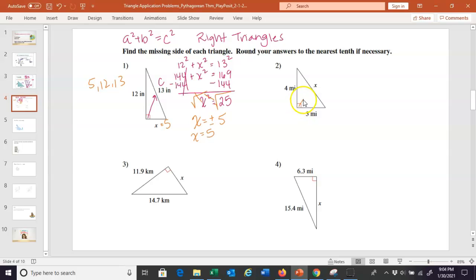Let's try number 2. Here is C. You probably could already guess. Look, we have 3 and 4. What's it going to be? It's going to be 5. It's a special right triangle, a Pythagorean triple, but we can always solve for it. So 16 plus 9 equals C squared. This is 25. To get rid of this squared, we take the square root of both sides. Those are the inverses, so it cancels, and you get 5.